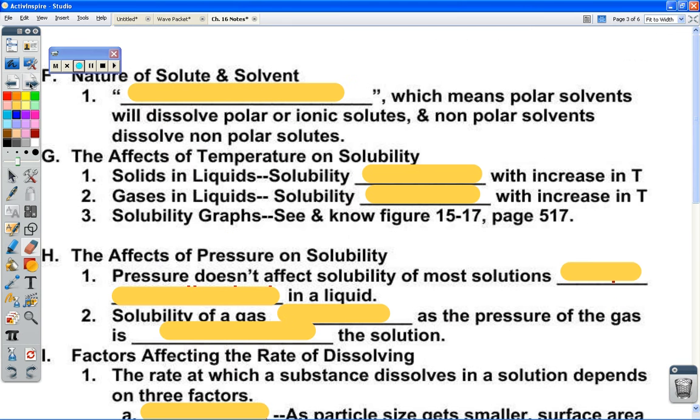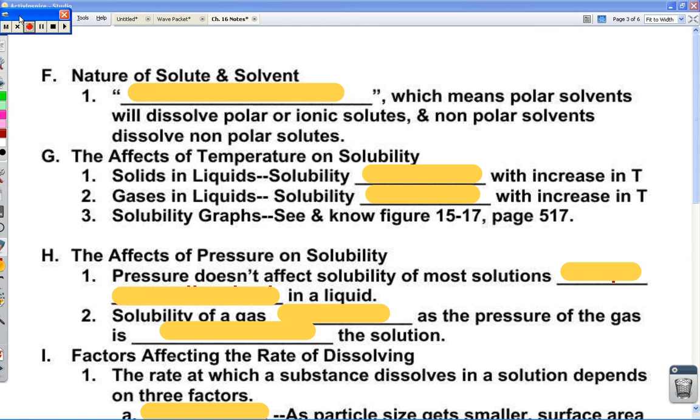All right, so let's turn the page here. The nature of solute and solvent. Number 1: likes dissolve likes. Similar things are going to dissolve similar things, which means polar solvents are going to dissolve polar or ionic solutes, and non-polar solvents are going to dissolve non-polar solutes. For example, alcohol and water will dissolve in each other, but water and oil don't dissolve in each other because they're not like each other. It's the polar and non-polar thing.